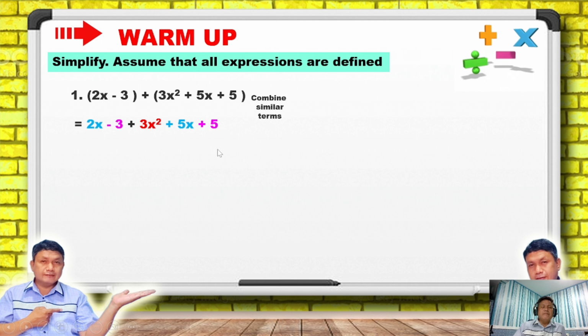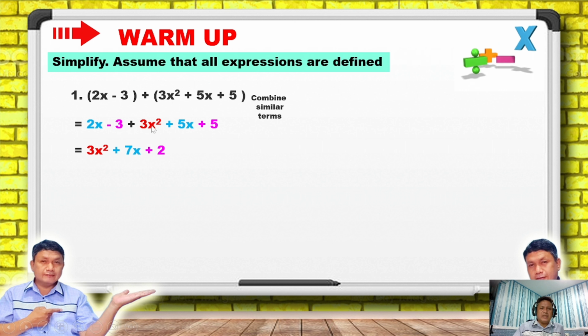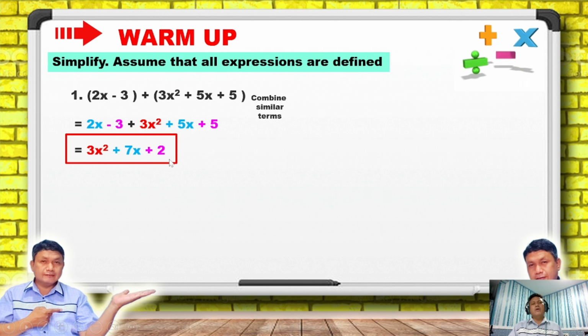Okay, so again, paalala po, in writing the answer, it should be in descending power. So, ibig sabihin, from highest to lowest. Therefore, we can write the answer as, copy 3x squared. And we have 2x plus 5x is 7x. We have negative 3 plus 5. So, use the sign of the larger number. So, positive. And kapag unlike sign, subtract po natin. So, the answer is positive 2. And this is the answer for number 1.